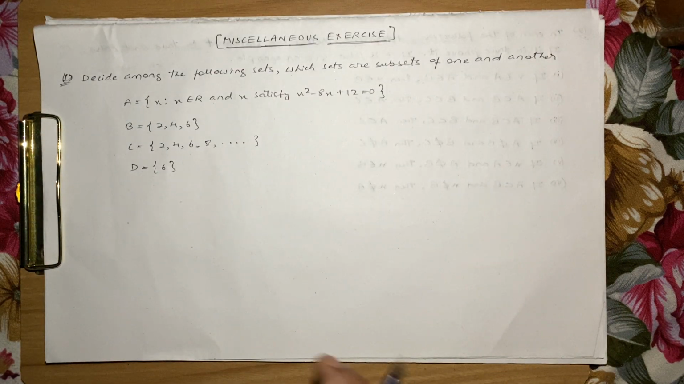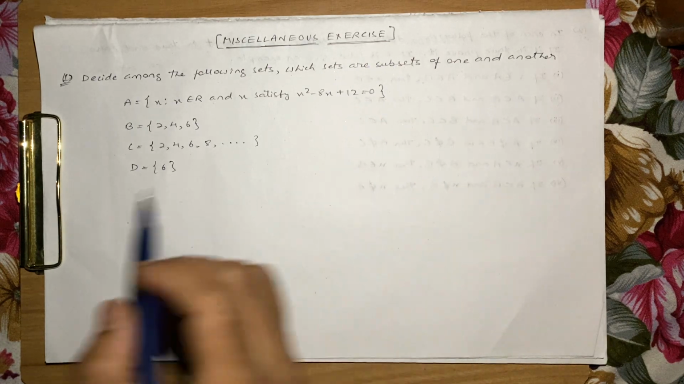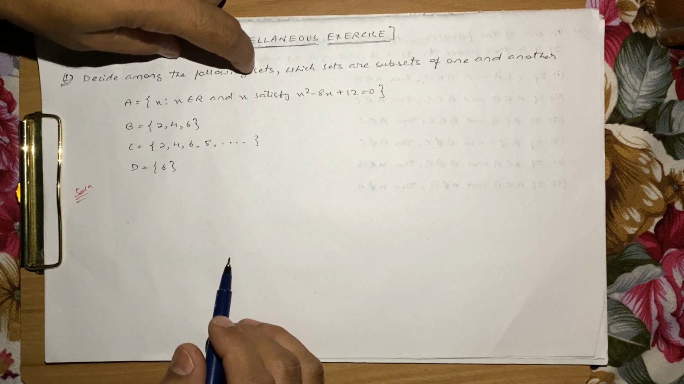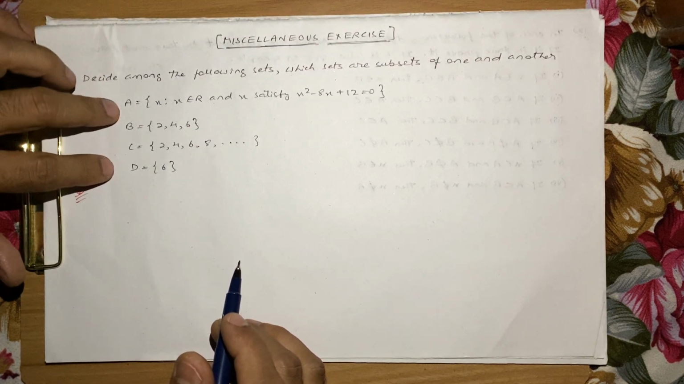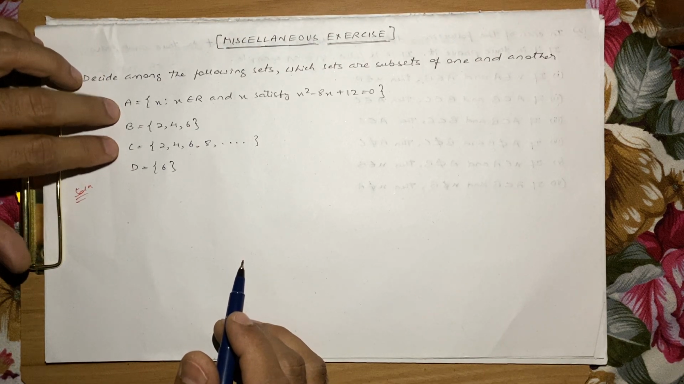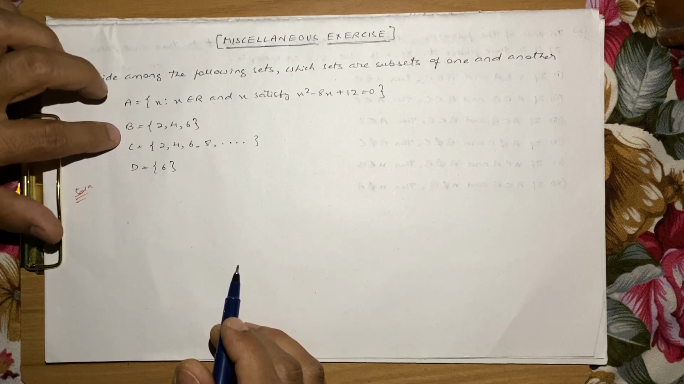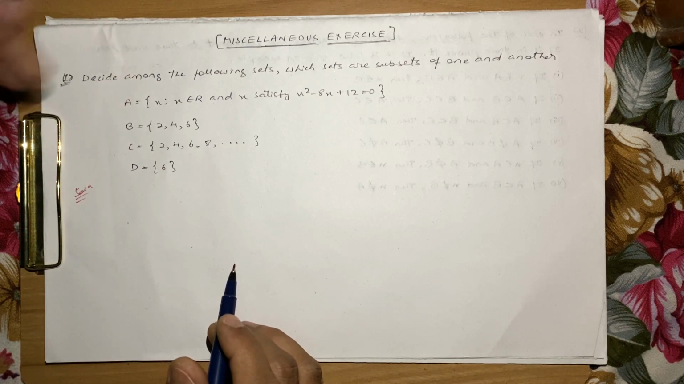Now let's go ahead and try to solve the miscellaneous exercise. Look at this carefully. The question says, decide among the following sets which sets are subsets of one another. There are 4 sets, A, B, C and D, and we need to check if A is a subset of B, or A is a subset of C, or A is a subset of D. Similarly, is B a subset of A or not, is B a subset of C or not, is C a subset of D or not, like that. We need to check it.